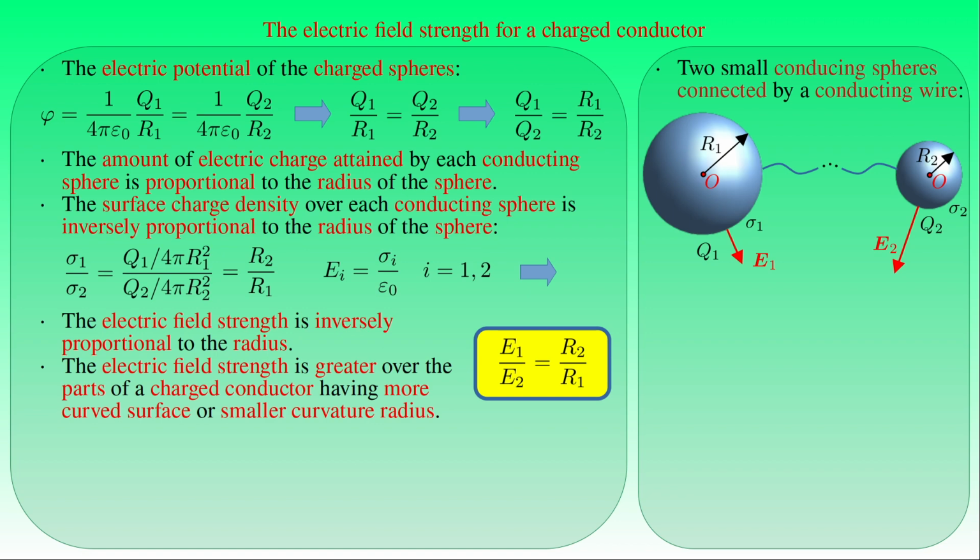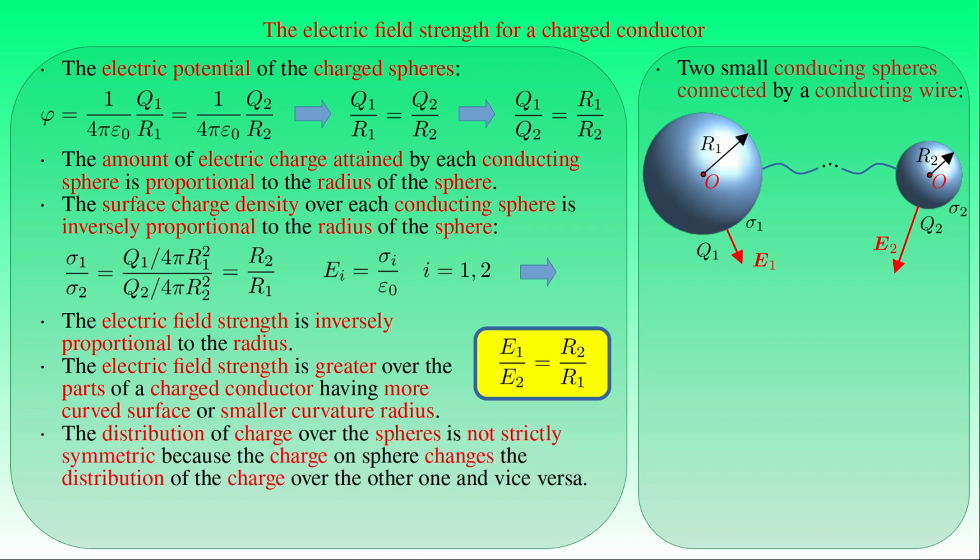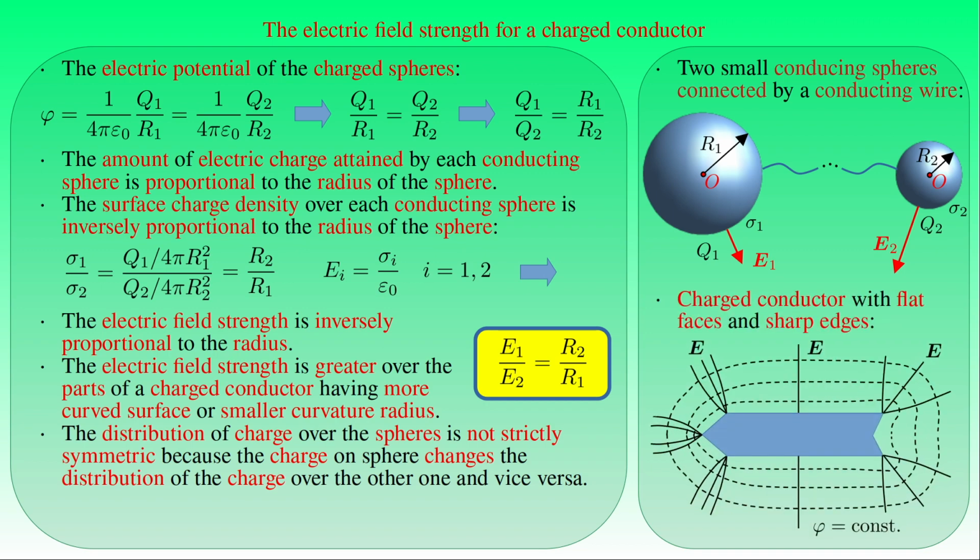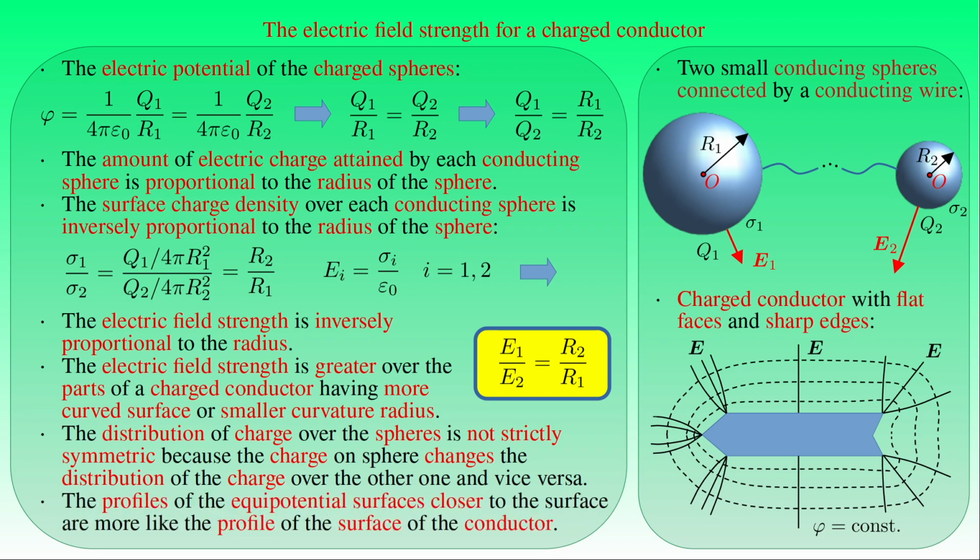We note that the distribution of the electric charge over the surfaces of the spheres is not strictly symmetric because the charge on one sphere changes the distribution of charge over the other sphere and vice versa. In this figure we show the electric field produced by a charged conductor with flat faces and sharp edges, where the continuous lines mean the electric field lines, and the equipotential surfaces or lines are represented by dashed lines. The field lines emanating from the edges indicate a very strong electric field at the edges. We can also see that the profiles of the equipotential surfaces closer to the surface of the conductor are more like the profile of the surface of the conductor, which is itself an equipotential surface.